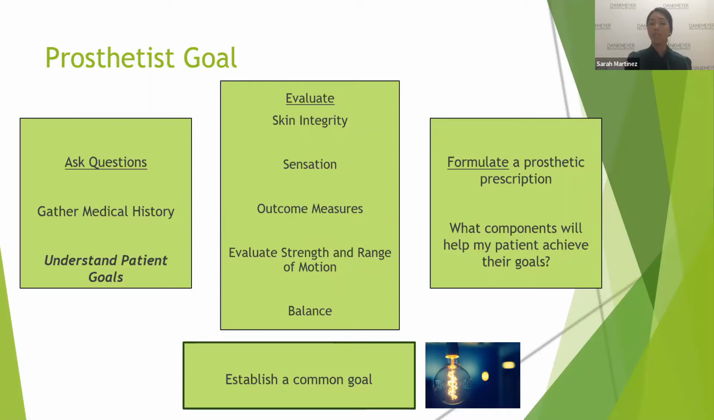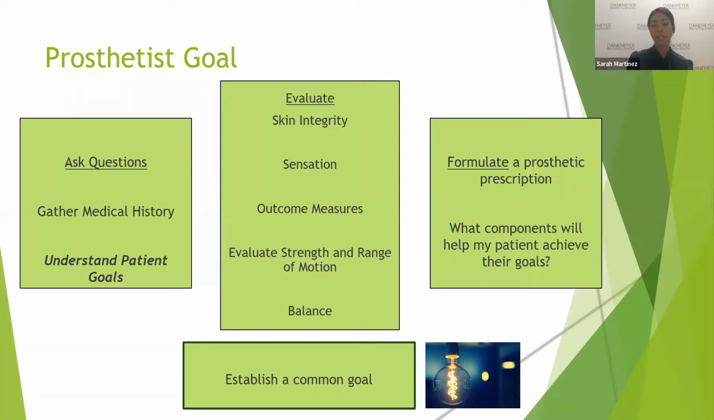So once we know what the patient's K level is, based on their outcome measures, based on the activity that they used to do prior to the amputation, we can then determine, okay, the patient would benefit or has the potential to benefit from a K2 or a K3 foot.